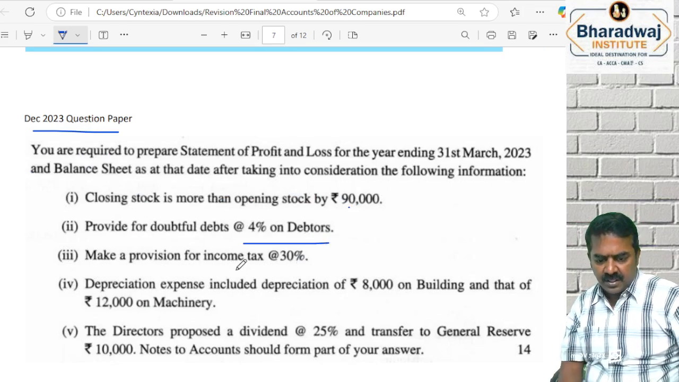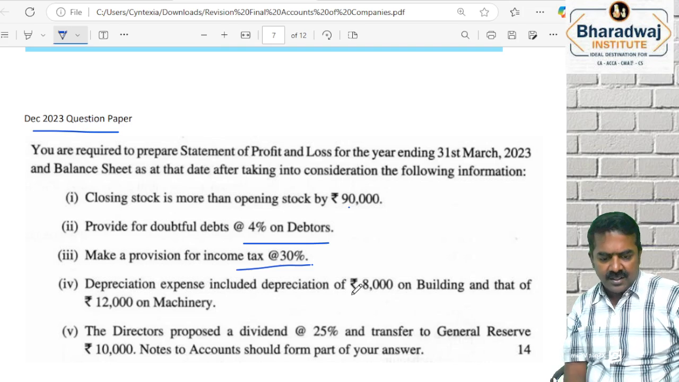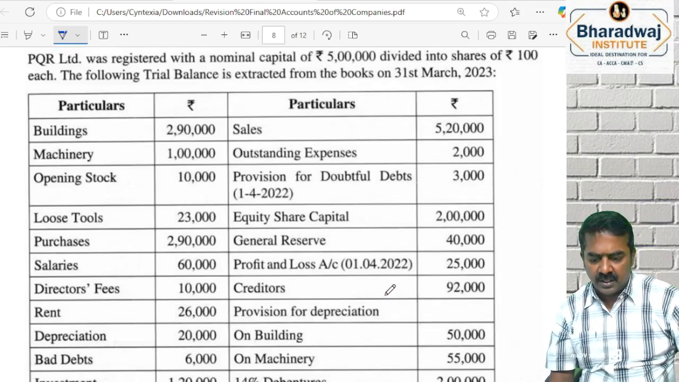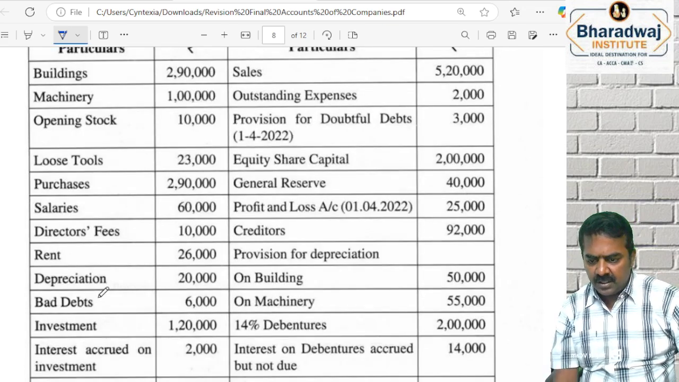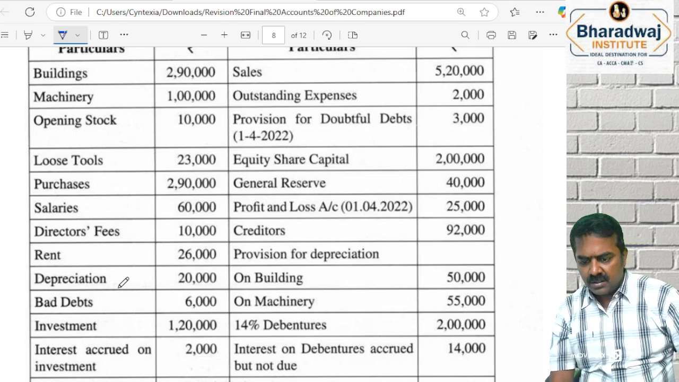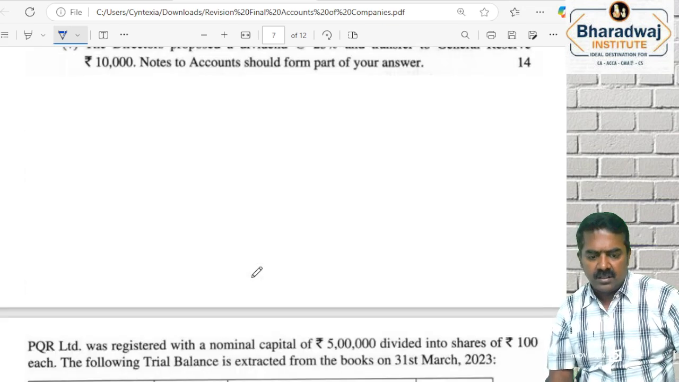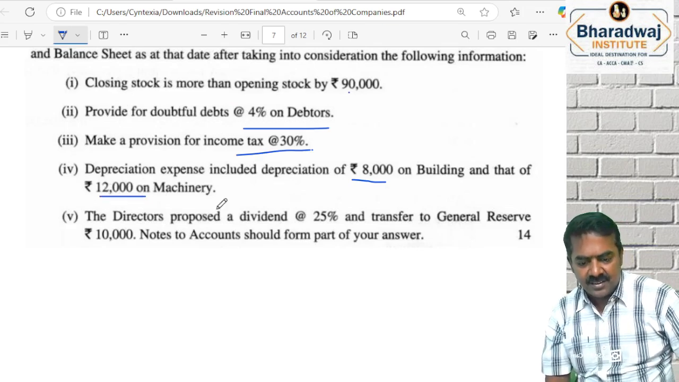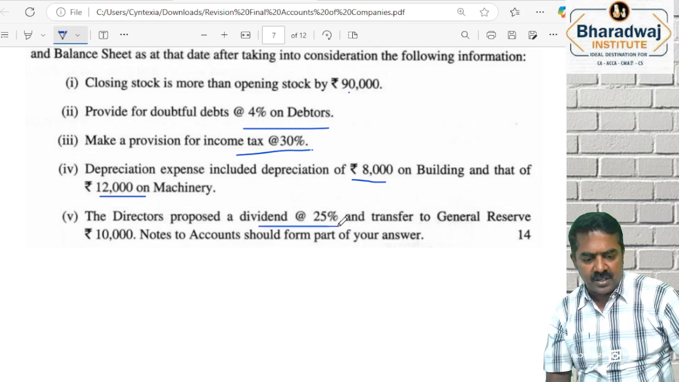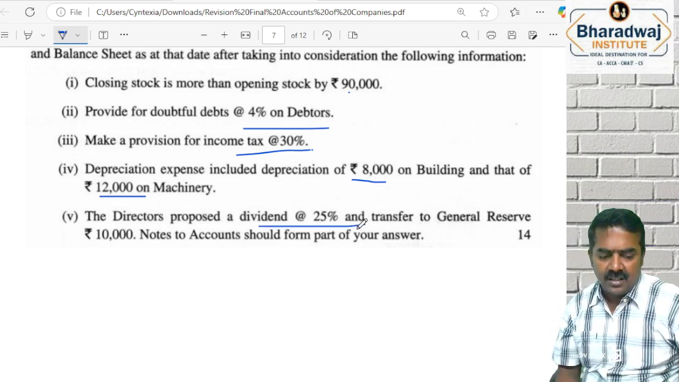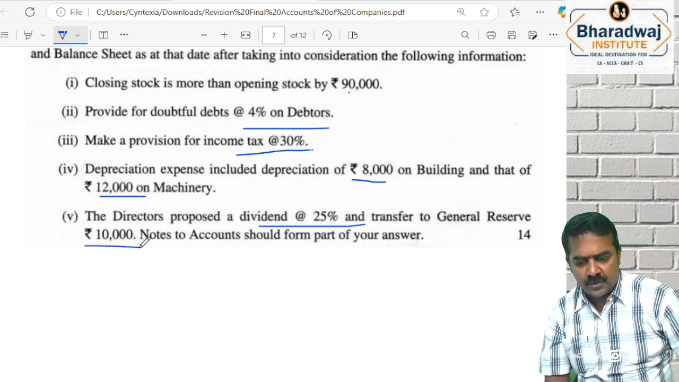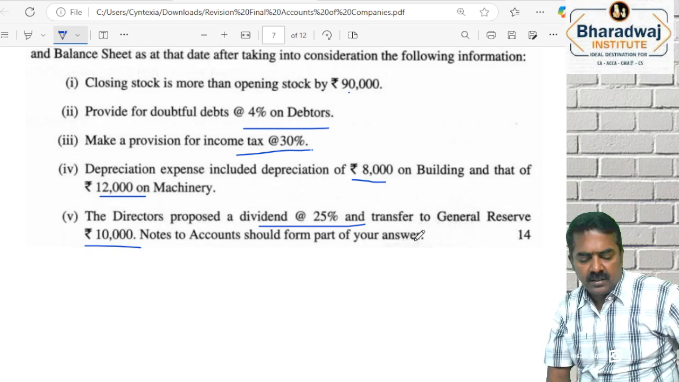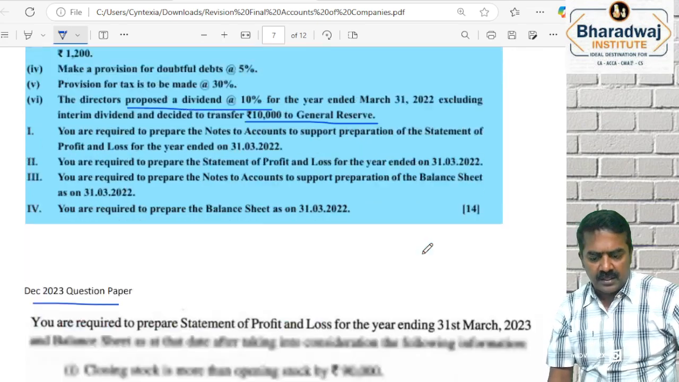Provision 4%, income tax 30,000, depreciation. Already, depreciation would have been given in the trial balance. The 20,000. What we did was 80,000, here it is 20,000. Directors recommended dividend of 25%. It will come as notes to accounts. Transfer to reserve will appear in, of course, the balance sheet.